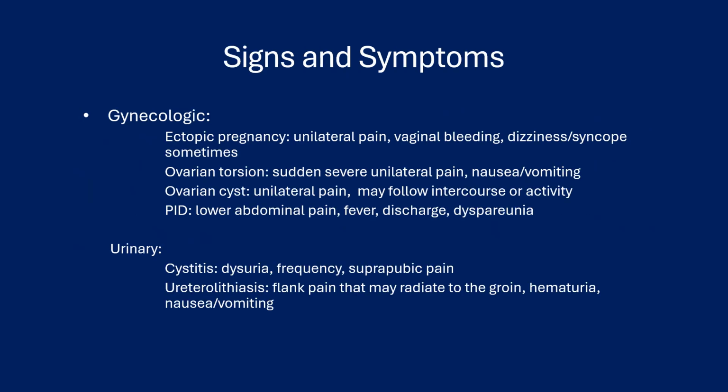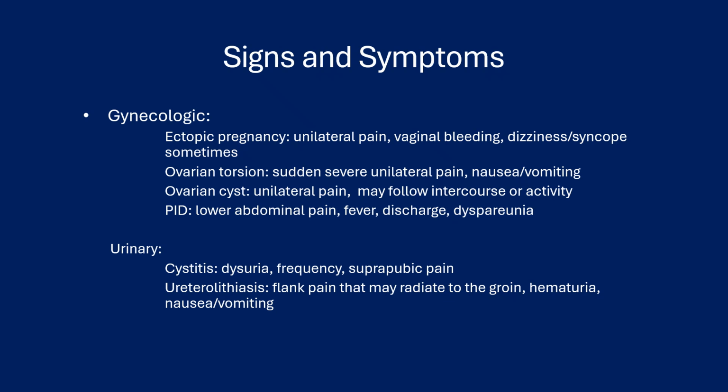Signs and symptoms, gynecologic. Ectopic pregnancy, usually unilateral pain, sometimes with vaginal bleeding. Dizziness and syncope sometimes, particularly if it's ruptured. Ovarian torsion, sudden severe unilateral pain with nausea and vomiting sometimes. Ovarian cyst, unilateral pain, may follow intercourse or activity. PID, or pelvic inflammatory disease, typically lower abdominal pain, fever, cervical or vaginal discharge.